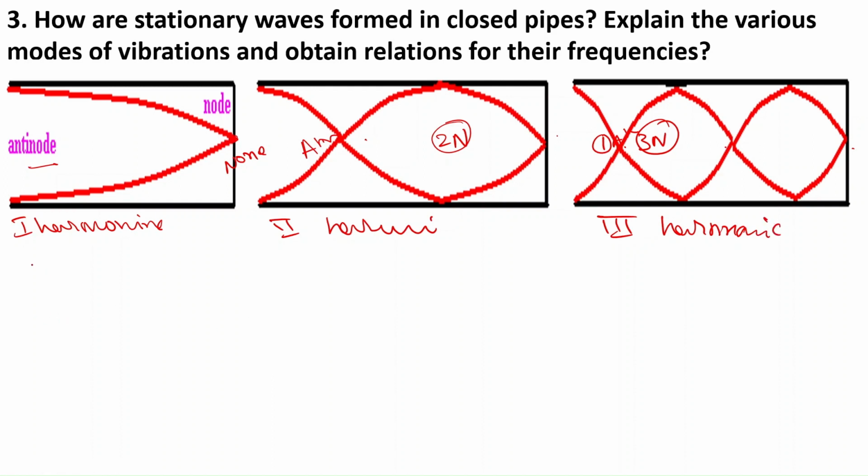Now first of all we are going to find the frequencies for the closed pipe. The first frequency n1 equals v by lambda 1.